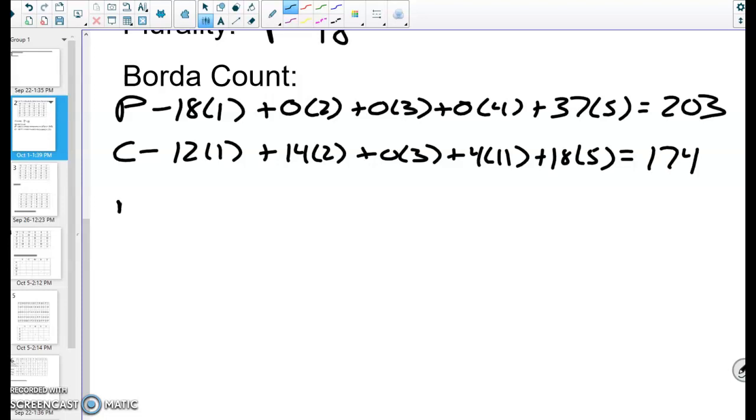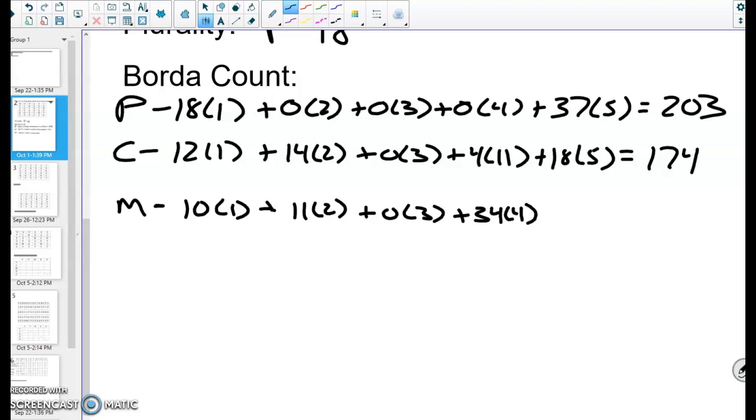For M, we had 10 first place votes. M had 11 second place votes. M had 0 third place votes. And M had 3 columns where it came in fourth place. So 18, 12, and 4 gives you 34 fourth place votes. It had 0 last place votes. So in that case, we're looking at 168. Let me add them up.